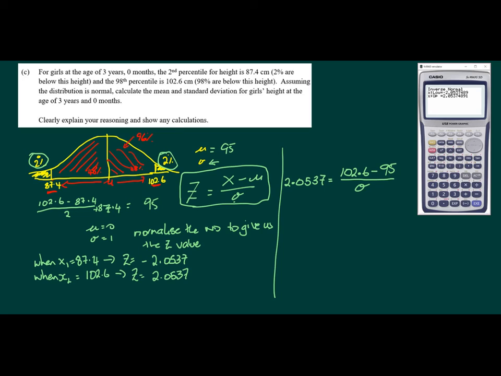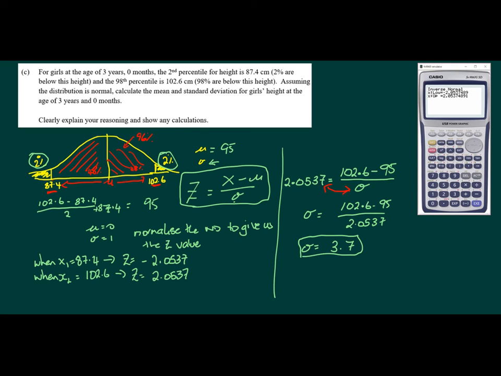In this situation, with the algebra, you can just remember that you can swap these two around. You would move the standard deviation up here, and then divide by 2.0537. So the standard deviation is equal to 102.6 minus 95, divided by 2.0537. Therefore, the standard deviation is equal to 3.7. It's actually 3.700 or something, but that's your standard deviation, and that is your answer.